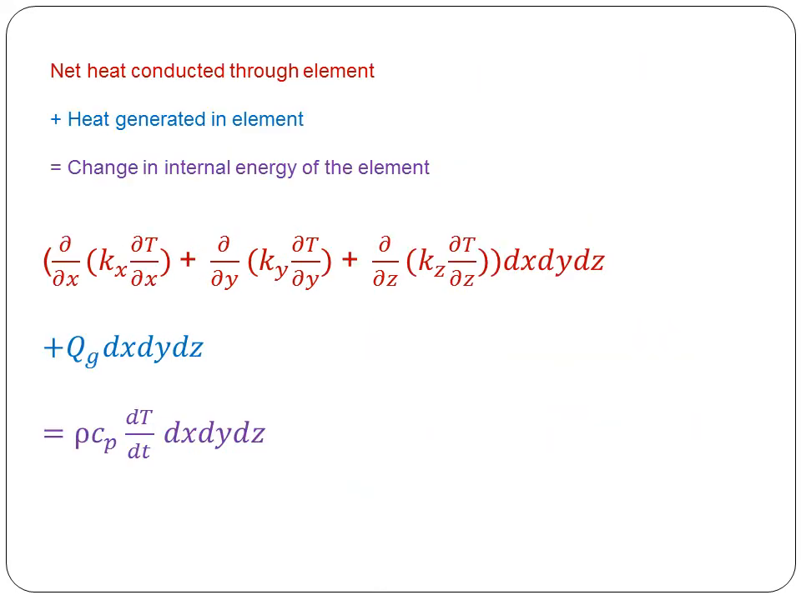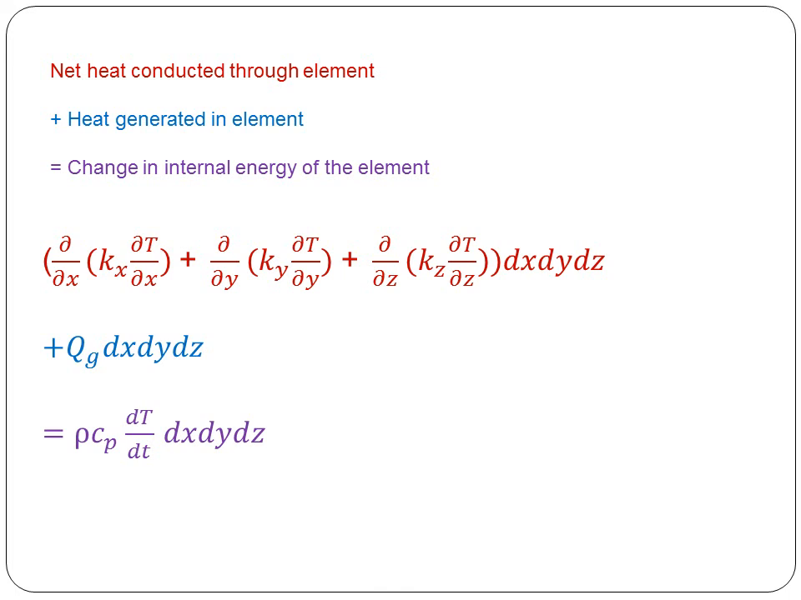So, now what I will do is I will use simple energy balance, where you have net heat conducted through the element in x, y and z direction plus heat which is generated in the element, that is equal to change in internal energy of the element. So, you have heat which is coming into the element plus heat generated minus heat which is going out of the element, that will be equal to change in internal energy of the element.